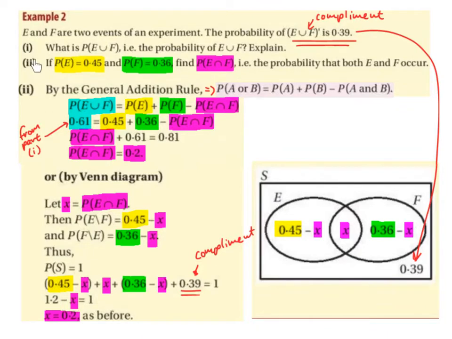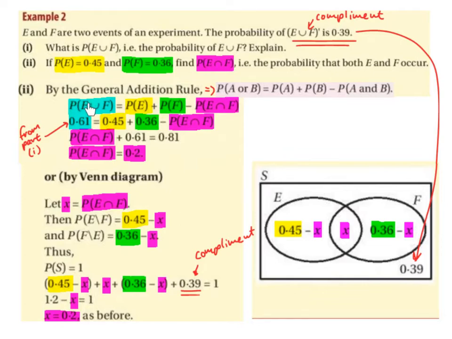Part 2. If the probability of E is equal to 0.45 and the probability of F is equal to 0.36, find the probability of E intersection F, i.e. the probability that both E and F occur. By the general addition rule, which states that the probability of A or B is equal to the probability of A plus the probability of B minus the probability of A and B, we have the probability of E union F is equal to the probability of E plus the probability of F minus the probability of E intersection F.